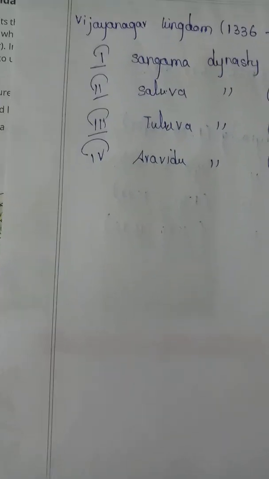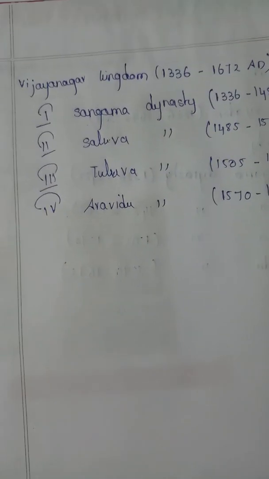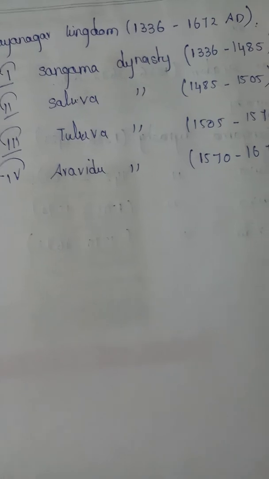So this is also chronological order. The Sangama dynasty was first, so I take it as the first event. The second was the Saluva dynasty, the second event. The third was the Tuluva dynasty, and the Aravidu dynasty happened fourth.